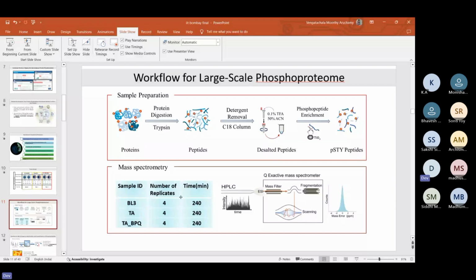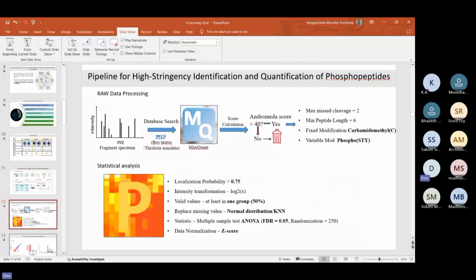So coming to the pipeline for identification and quantification of phosphopeptides. After taking the raw files from the mass spectrometry, we used MaxQuant software to identify and annotate the protein or peptide, as well as to identify the variable modification, that is phosphorylation. We used both databases, Bos taurus as well as Theileria annulata, to identify the proteome. Then the score calculation was done. This is the normal Andromeda score that you follow for MaxQuant.